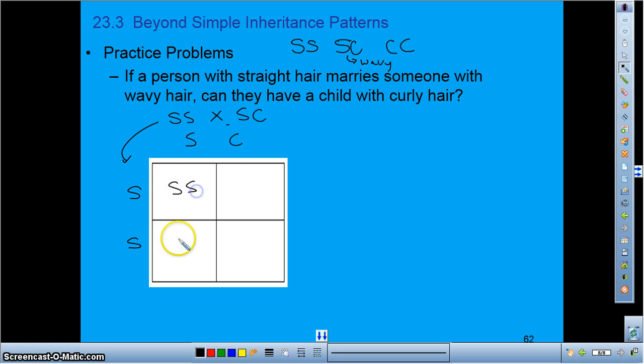So when we fill out the Punnett square, we notice that they have a 50% chance of having offspring with straight hair and a 50% chance of having offspring with wavy hair, but there's no chance at all to have a child with curly hair because the straight hair parent is going to give that gene, and we don't have 2 curlies to put together to get the curly hair. So the answer, can they have a child with curly hair? The answer on this one is nope.